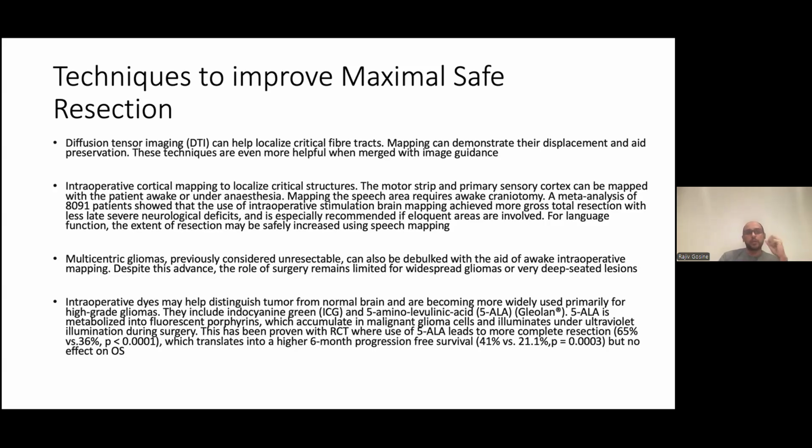Intraoperative cortical mapping to localize critical structures is also a technique that is used. The motor strip and primary sensory cortex can be mapped with the patient awake while under anesthesia. Mapping of the speech area usually requires an awake craniotomy.